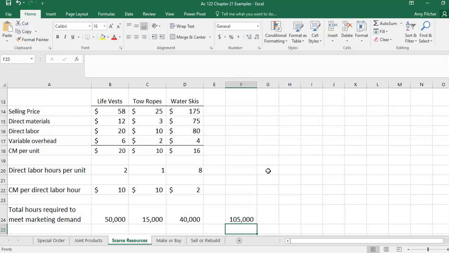However, we only have 65,000 hours available to us for production. In that case, we should focus all of our energies on life vests and tow ropes. We can meet the demand with the 65,000 hours that it takes to make life vests and tow ropes. We maximize our contribution margin per direct labor hour, which then maximizes our potential operating income.